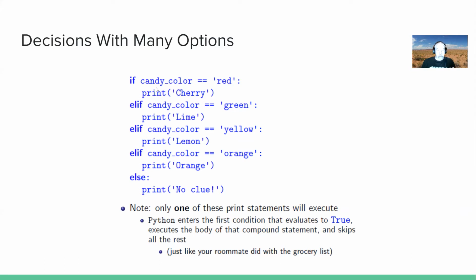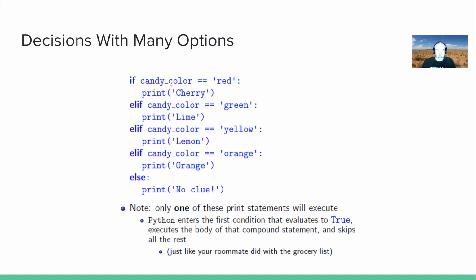And then if this is false, this is false, this is false, and this is false, then the default other option, if all of these conditions are not met, or all of these conditions are false, then it will print no clue, right? So that's the default otherwise option, right?